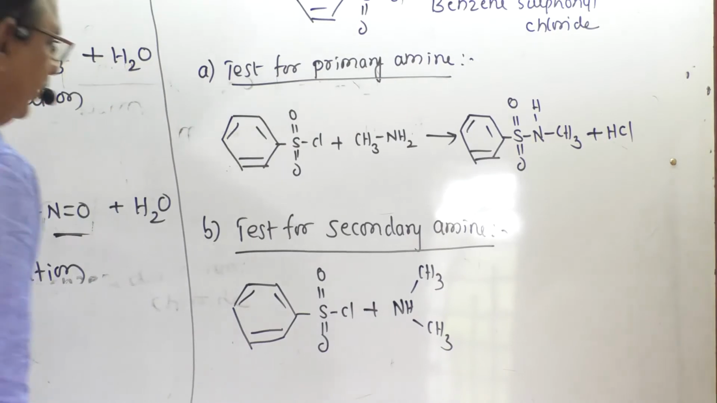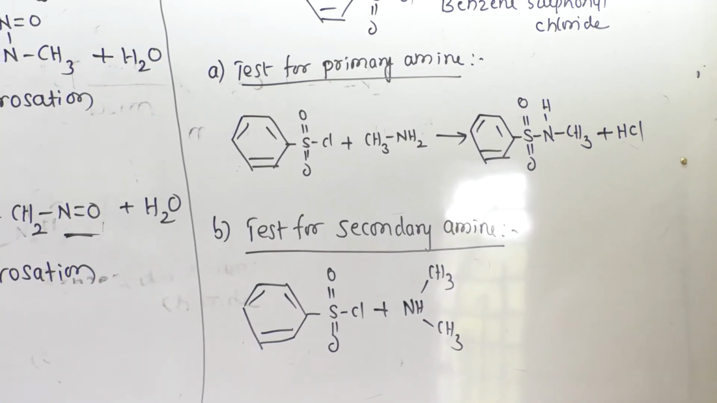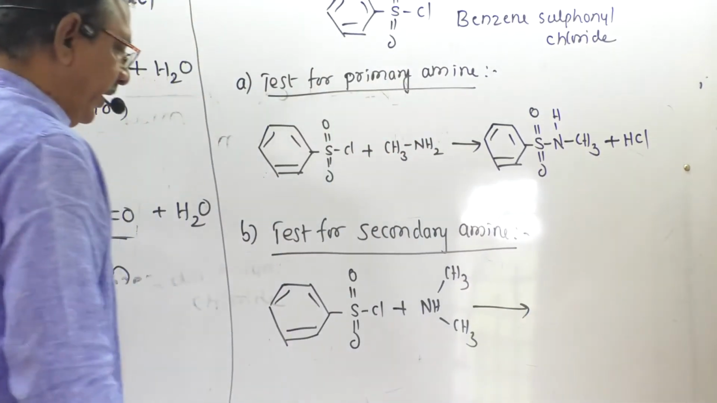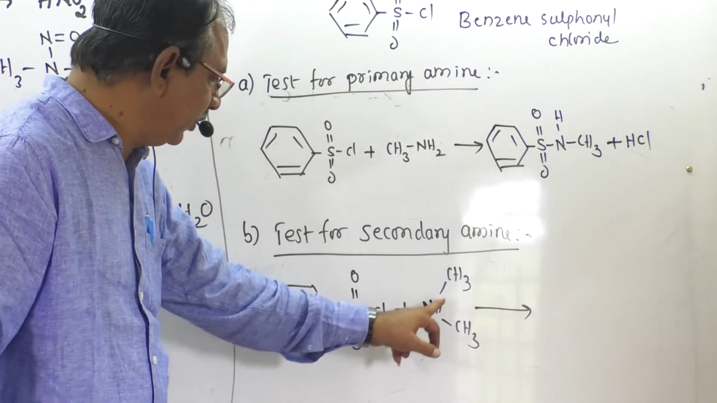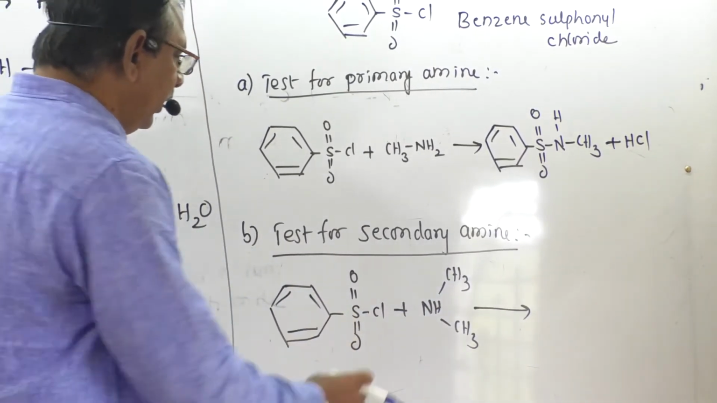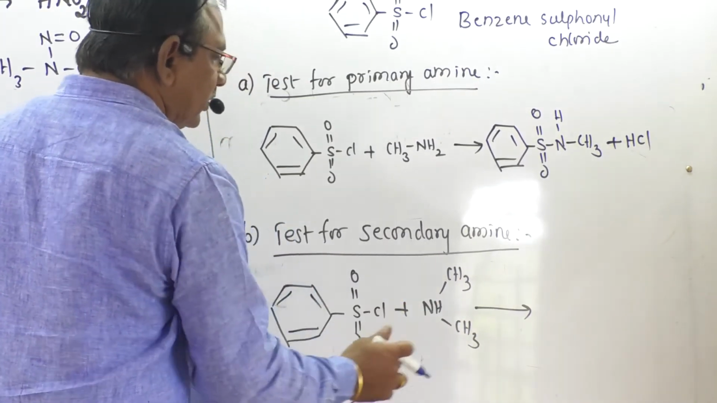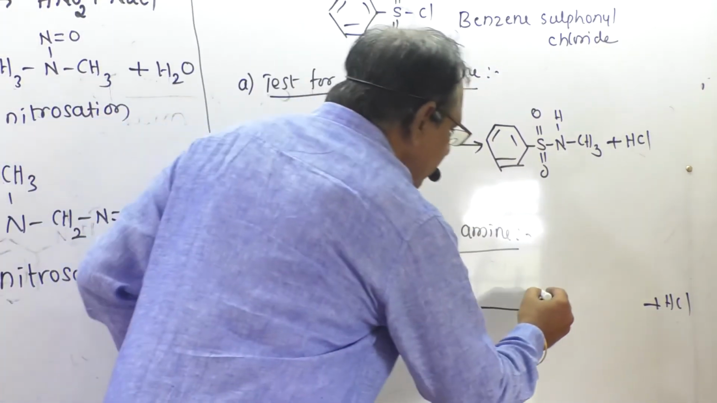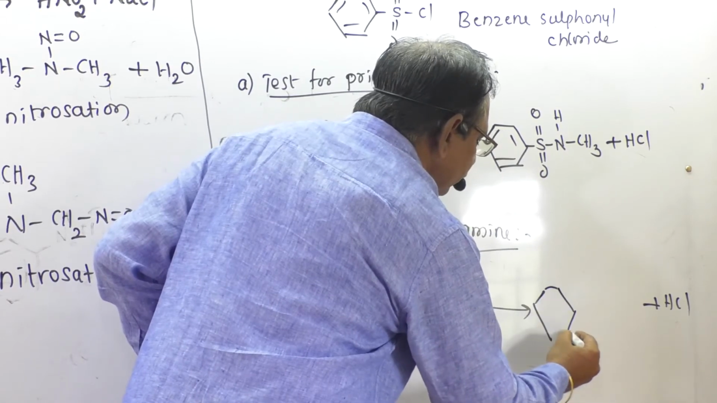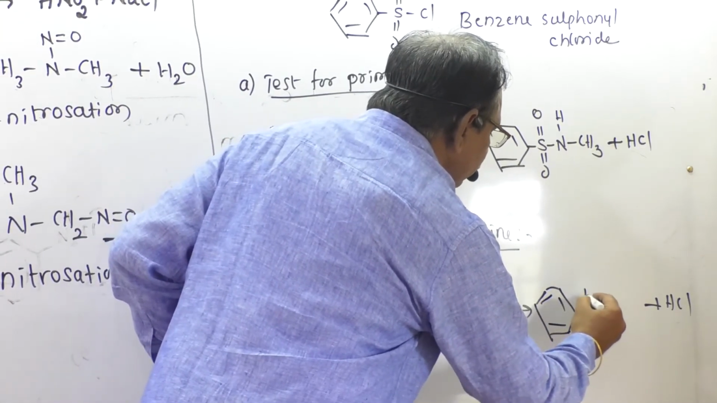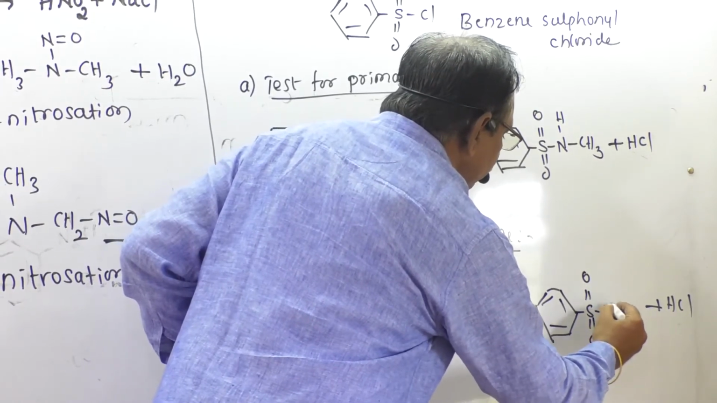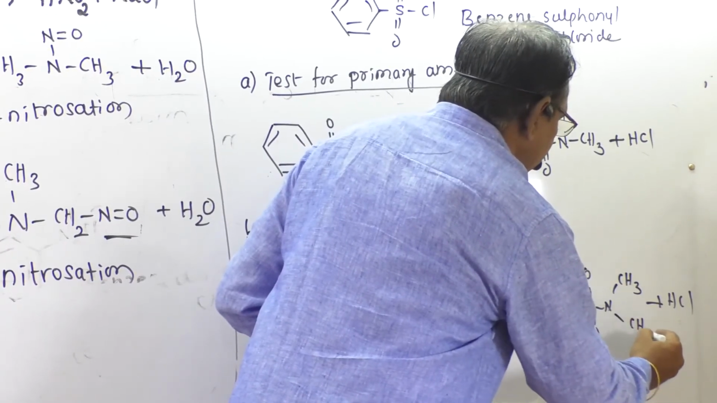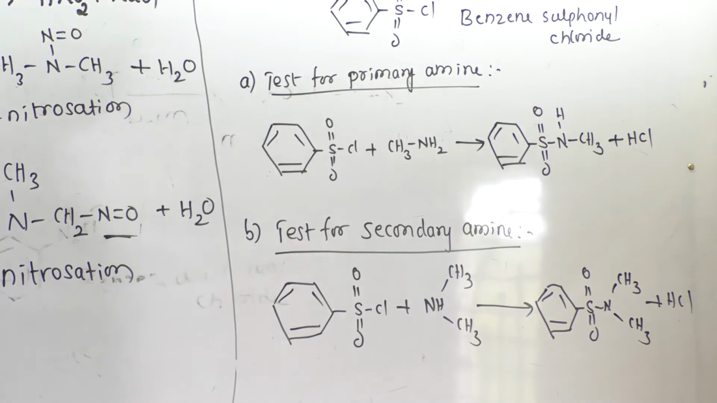NHCH3CH3, that is dimethylamine, the secondary amine. So here this reaction again takes place between the nitrogen atom of the amine group and the sulfonyl group, and the hydrogen atom from the amine group combines with Cl to form again HCl. And here the benzene sulfonyl group, NCH3CH3. This is also a sulfonamide.